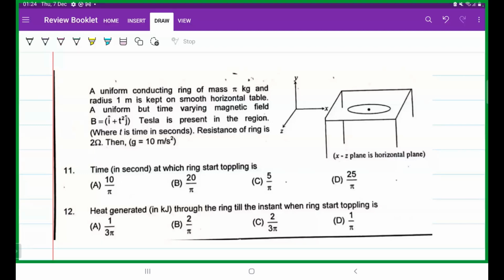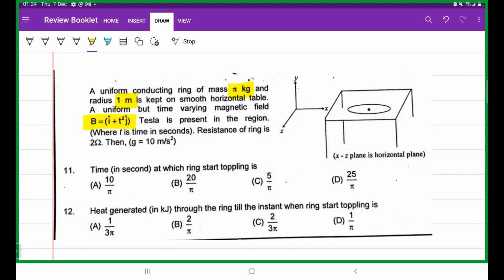Hello everyone. So we have got an interesting question here from the chapter of magnetic field. So let's go through the question once and understand what kind of values and what quantities have been given. So first things first, we have got a uniform conducting ring, which has got a mass of pi kgs. All right, and its radius is 1 meter. Okay, and it has been exposed to a time varying magnetic field, the value of which has been given.